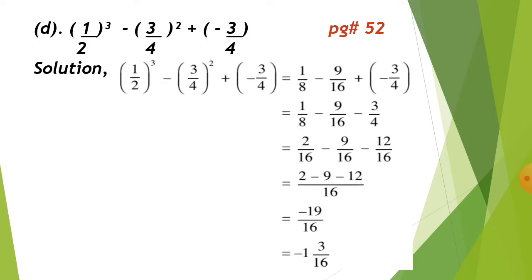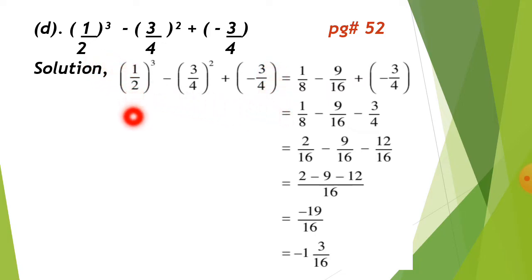D part is there: 1 over 2 cube. This 3 is called cube. 3 over 4, this 2 is called square. Then plus and minus 3 over 4. It is also on page number 52. The same question is going to be written.